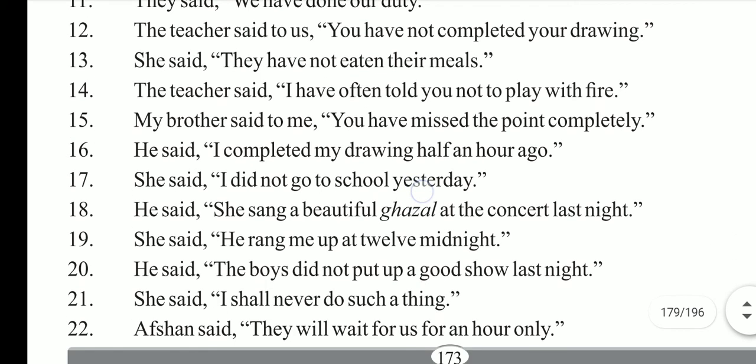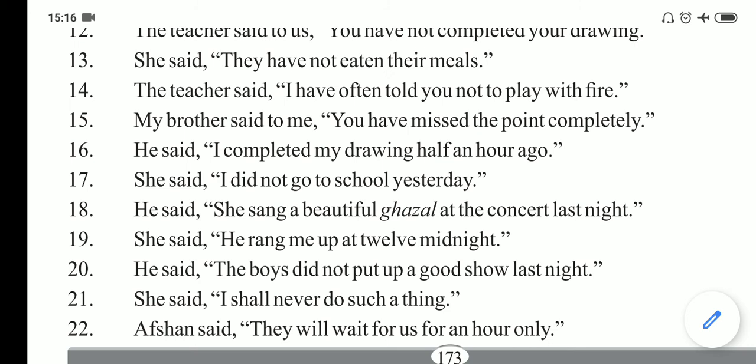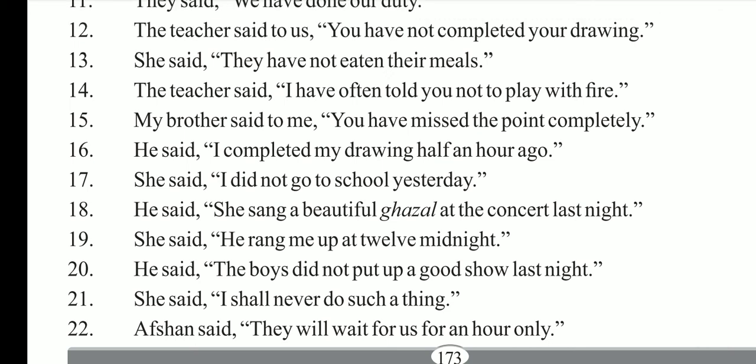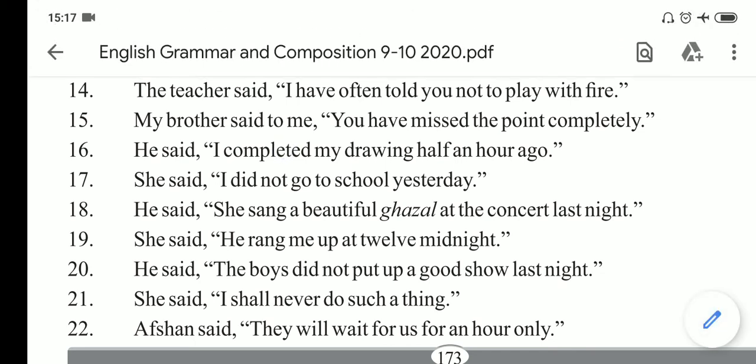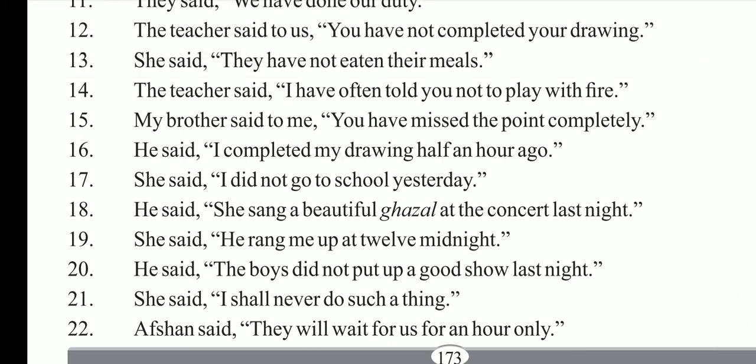Up till here is present perfect. Now number 16 I will do. He said I completed my drawing half an hour ago. This is already in the past indefinite tense. Completed, right? So this sentence is already in the past indefinite tense, and according to the rule the past indefinite tense will change into past perfect tense. He said that I had completed my drawing half an hour earlier.